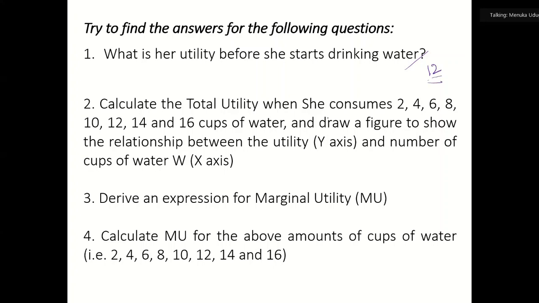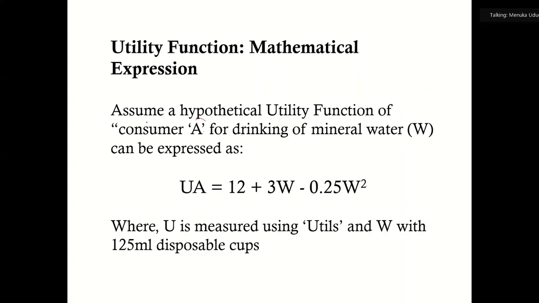Then calculate the total utility when she consumes these many glasses. How do you do that? When you consume 2 glasses, we substitute for 2 glasses. So utility is 12 plus 3, W is 2, minus 0.25, W is 2 to the power 2. Right. So take a minute and see if you can do the calculation.